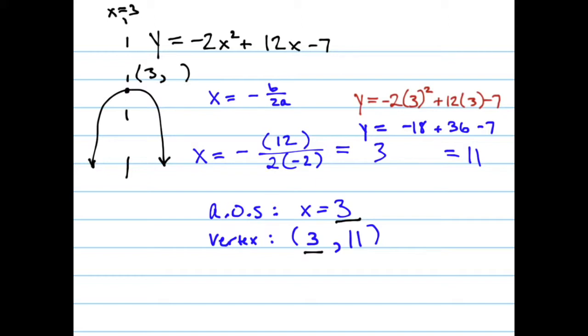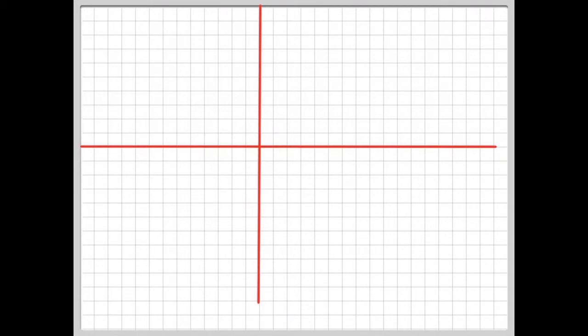So if we're going to graph this, we could start by drawing our axis of symmetry at x equals 3. That's a vertical line at x equals 3. That's our axis of symmetry. And our vertex is 3, 11. So I'm going to have to scale this a little differently. We're going to have to make the y values 2 in order to fit this on the graph.